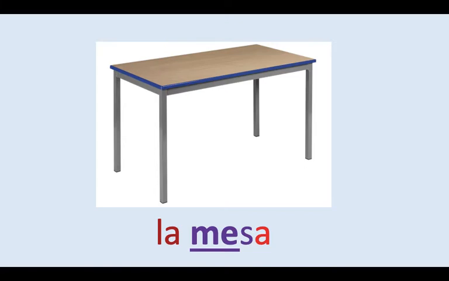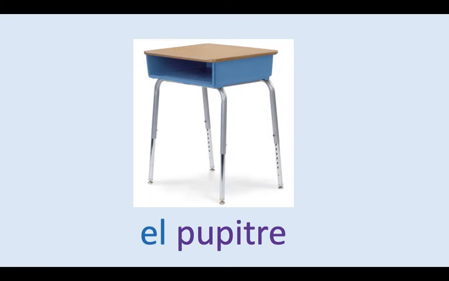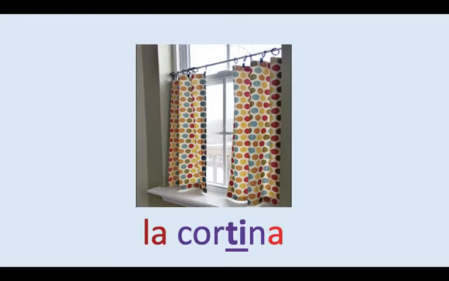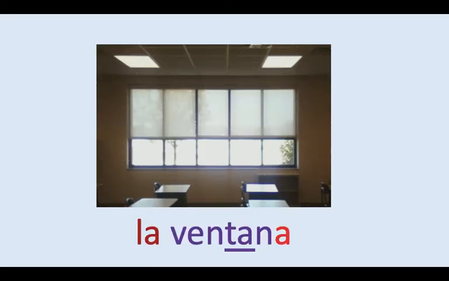Repita, la mesa. La mesa. Table. El pupitre. El pupitre. Oh, we didn't underline that one. Next to the last syllable is stressed, and this is a student desk. Student desk. Pupitre. Repita, la cortina. La cortina. Curtain. Kind of similar to its English word curtain. La cortina. Repita, la ventana. La ventana. Window. Nice hook here. You can think of a vent. Air going in and out. Maybe that'll connect you to the fact that it's a window, a vent.